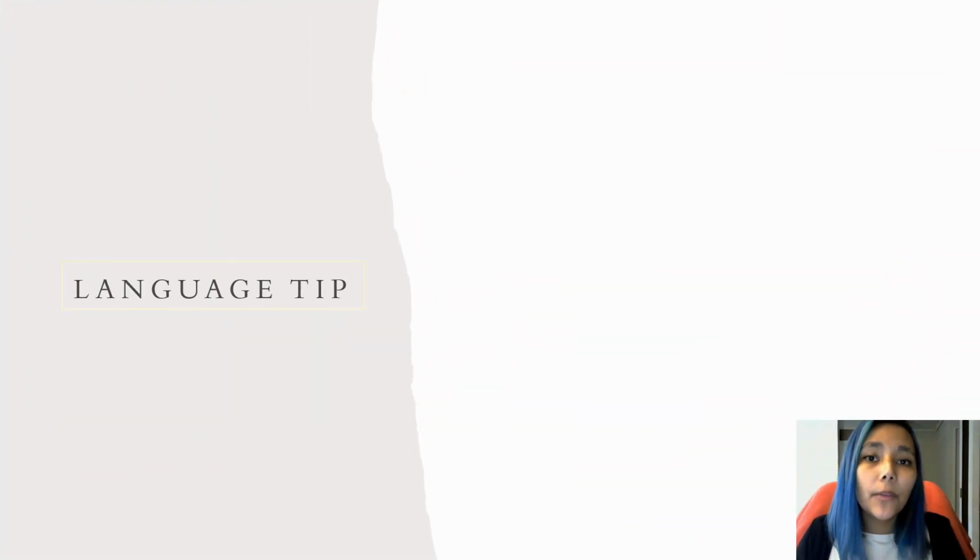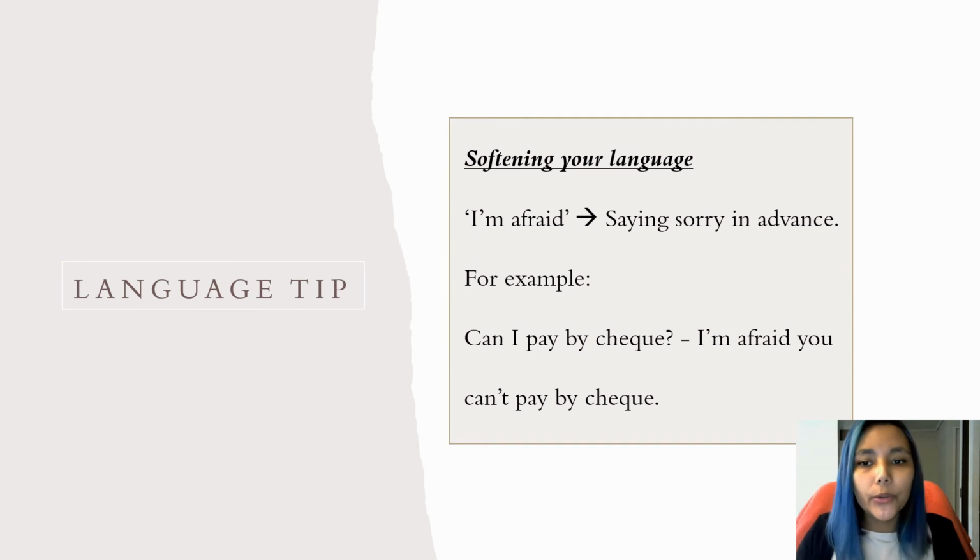And here we have another language tip. Aquí tenemos otro consejo. Sometimes we need to soften our language. A veces necesitamos suavizar la manera en que decimos las cosas. So we use I'm afraid. Entonces usamos I'm afraid, que significa me temo. And it is like saying sorry in advance. Es como si nos quisiéramos disculpar por adelantado.